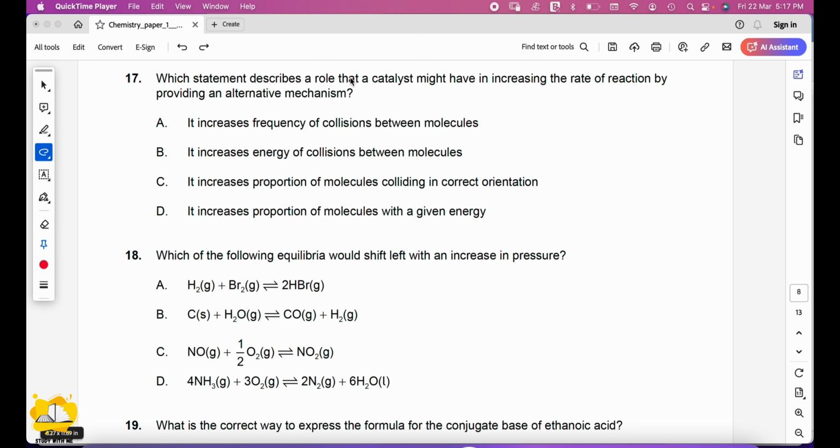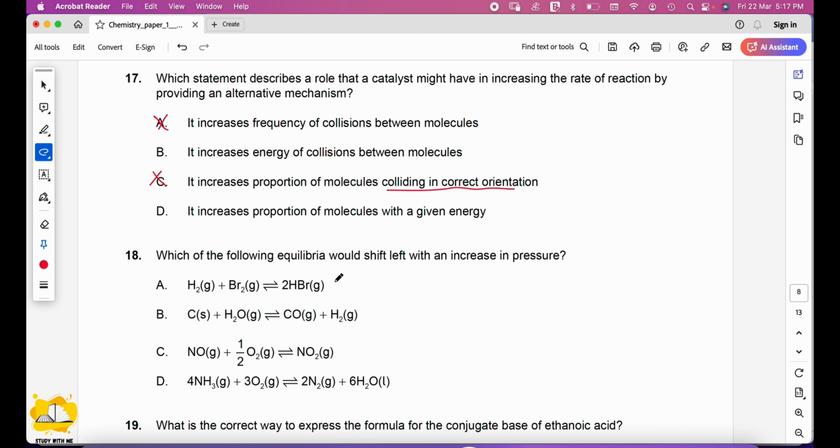Question number 17. Which statement describes a role that catalysts might have in increasing the rate of reaction by providing an alternative mechanism? It has two correct answers for this question, which is A and C, because it increases frequency of collisions between molecules will increase the rate of reaction, and it also should collide in correct orientation. So both answers are correct.